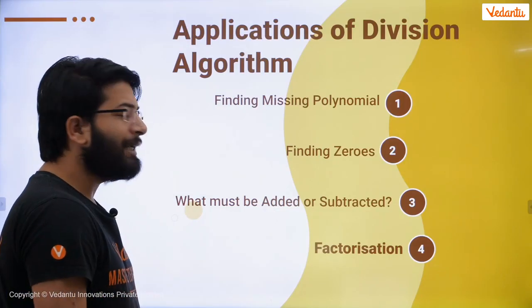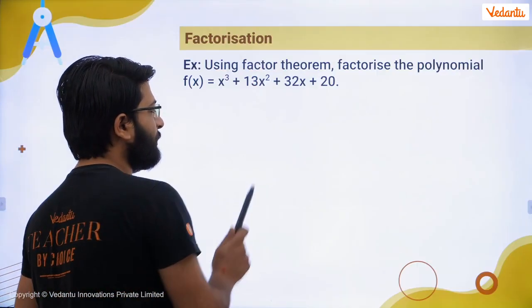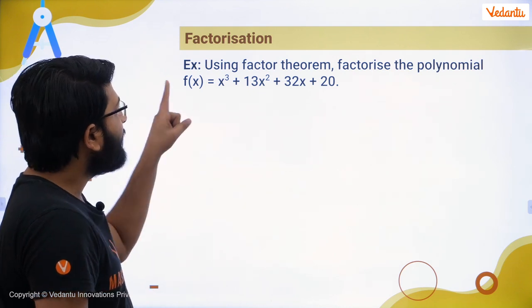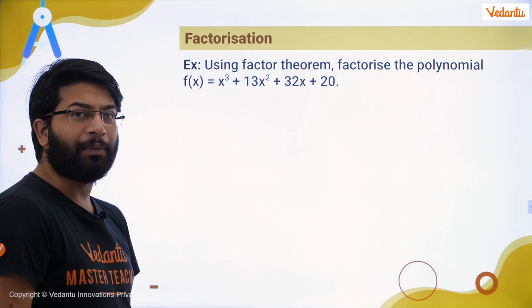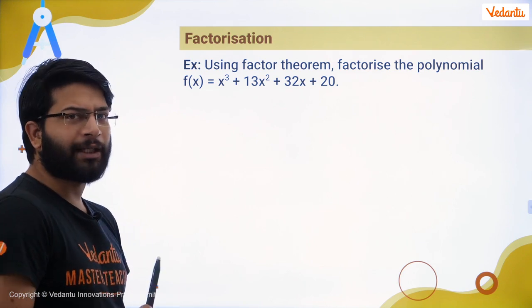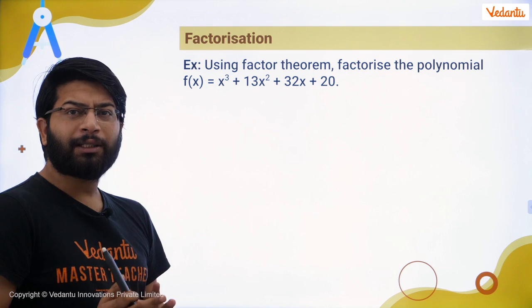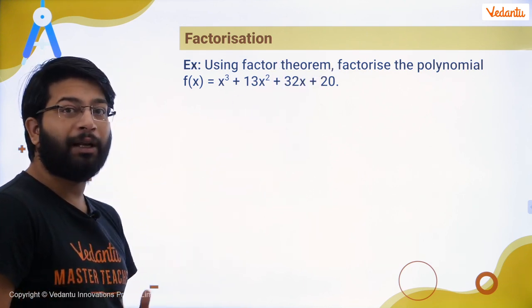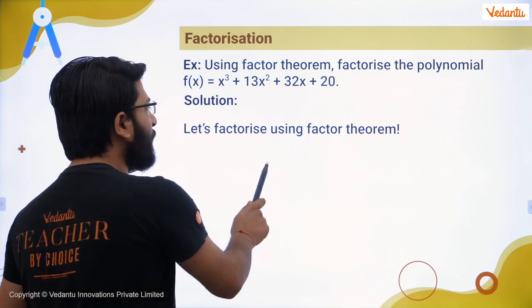Now champ, let's see how to do the factorization with the help of division algorithm. So champ, what they are saying in this example is, using factor theorem, factorize the given polynomial. Using the factor theorem. So in order to use the factor theorem, first we must know what the zeros of the polynomial are, right? So champ, how to use the factor theorem, let me show you.